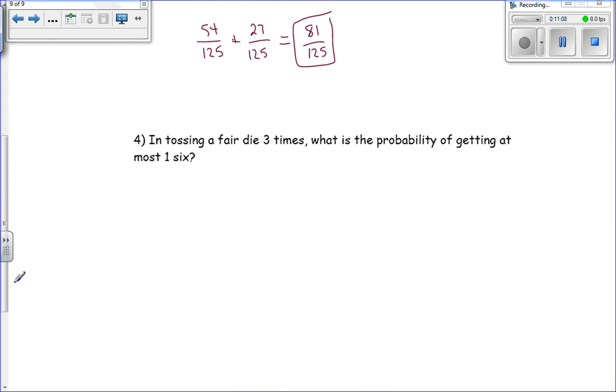For number 4, in tossing a fair die 3 times, what's the probability of getting at most one 6? So n is 3. At most 1 is 0 or 1. Probability of getting a 6 is 1/6. So the probability of not getting a 6 is 5/6.